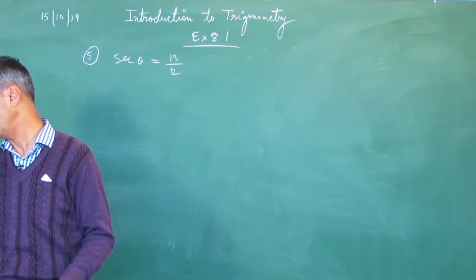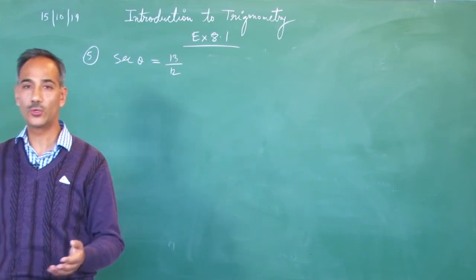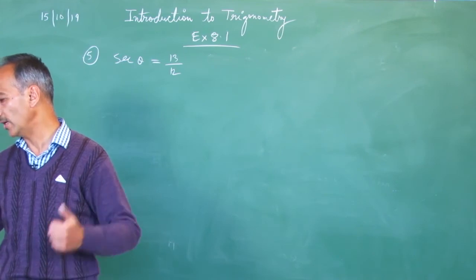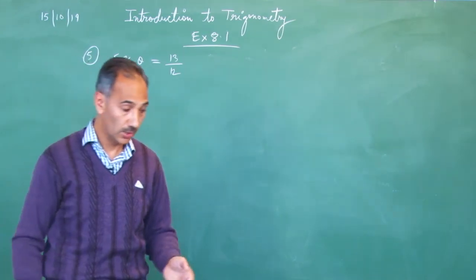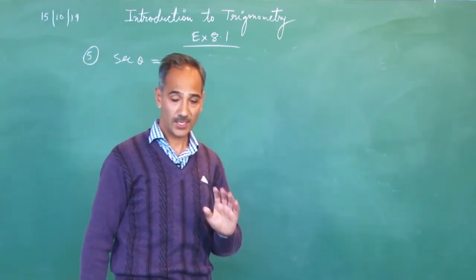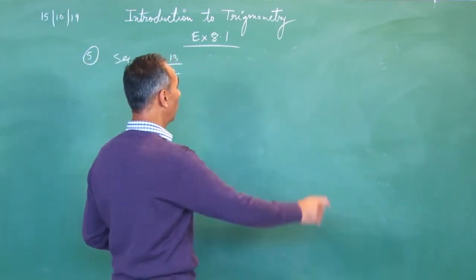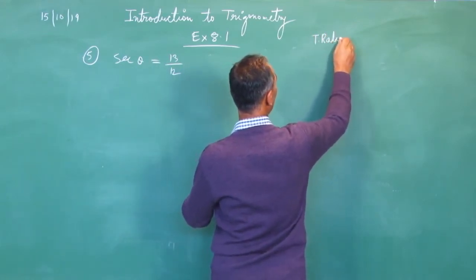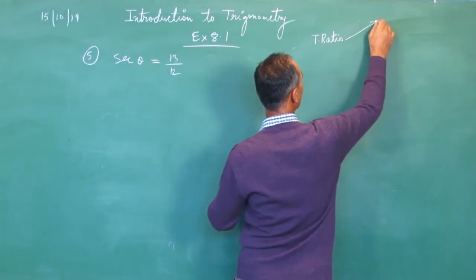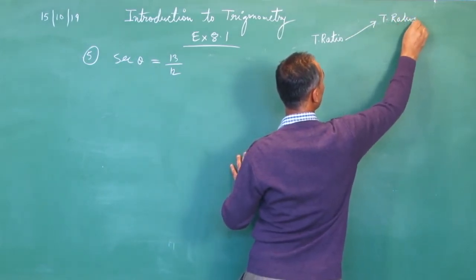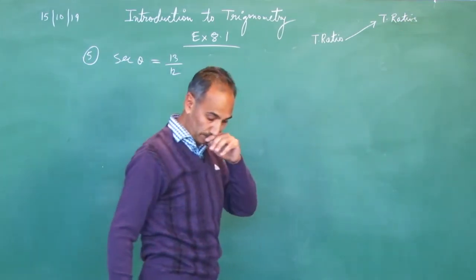Let me read question 3 for you. Sine A is 3 by 4. You have to find the remaining 2 T ratios. Same is for question number 4. One T ratio is given, you have to find the remaining 2. But in question 5, one is given and you have to find the remaining 5 of them. So the mind map should be like this. If a T ratio is given, with that T ratio, you will be asked to find the remaining T ratios. This is one way of doing the sums.